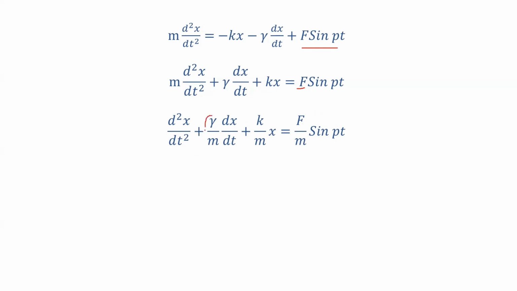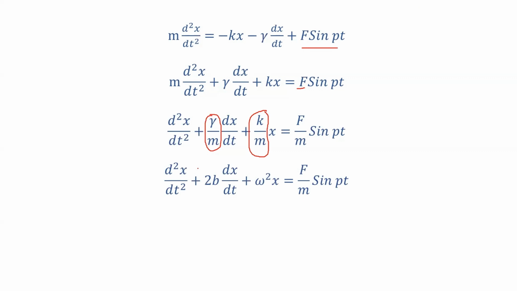Now we can replace this gamma by m with 2b, that we have already done in the previous discussion of damped oscillations. And k by m, you know, that is always equal to omega square, where omega is the natural frequency. So now the final equation becomes d square x by dt square plus 2b into dx by dt plus omega square x equal to F by m into sin pt. Now we are going to solve this equation of motion of forced oscillations.